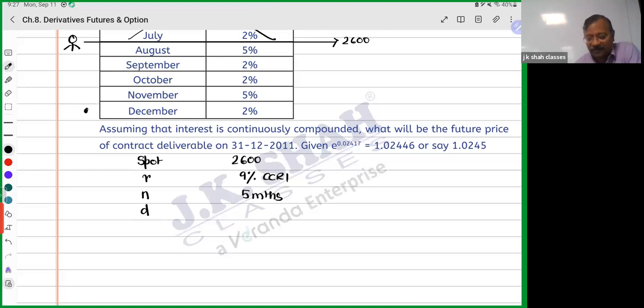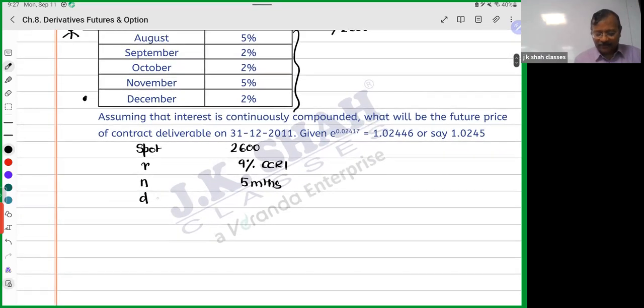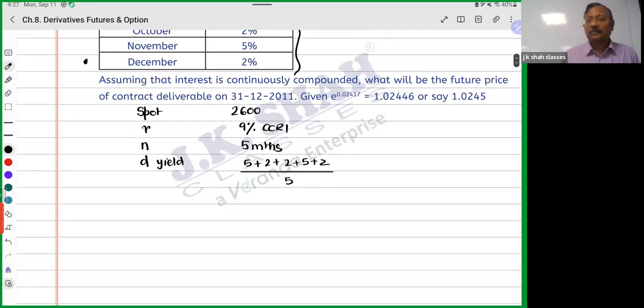N is 5 months. So, what is D? Yes. कि बेटा क्या बोला आपने? Institute has done an average. There's no weight. Okay. After I solve it the institute's way, I'll tell you how it's really solved. What the institute has done is, dividend yield is 5 plus 2 plus 2 plus 5 plus 2. कितना? 3.2.